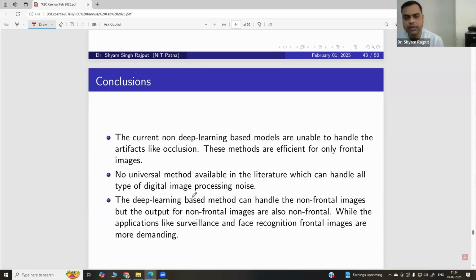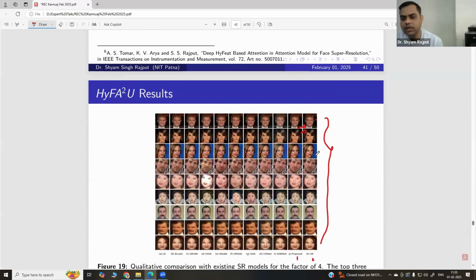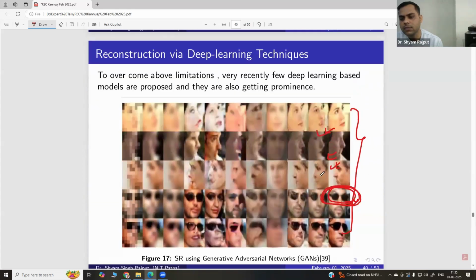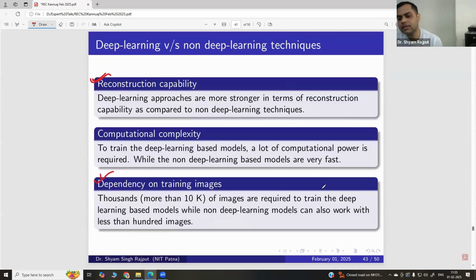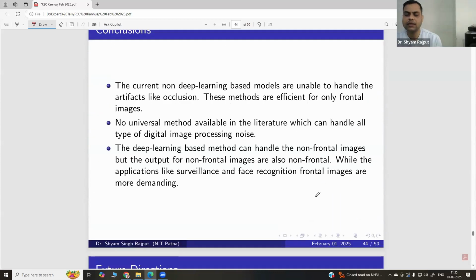No universal method is available in the literature that can handle all kinds of digital image processing noise, because one model is capable of handling only impulse noise, another is good for Gaussian noise, but no universal method is right now available that can make the super-resolution process robust to all kinds of noise. Another conclusion is that deep learning based methods can handle non-frontal images, but the output for non-frontal images is also non-frontal. For applications like surveillance and biometrics, frontal faces are more important in human detection and criminal detection. So this is again a challenging task with deep learning based methods.